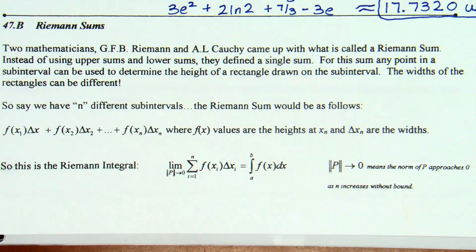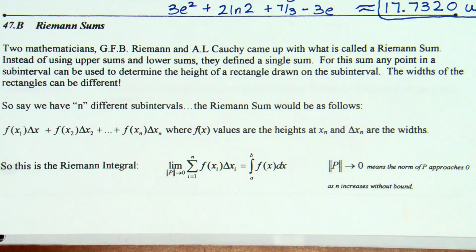Instead of using upper sums and lower sums, they defined a single sum. Remember we were doing the upper and the lower rectangles, those types of things. They defined a single sum. For this sum, any point in a subinterval can be used to determine the height of a rectangle drawn on the subinterval. The widths of the rectangles can be different. So say we have n different subintervals. The Riemann sum would be as follows.